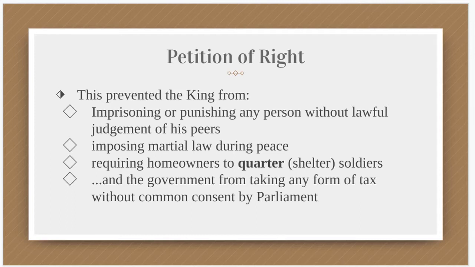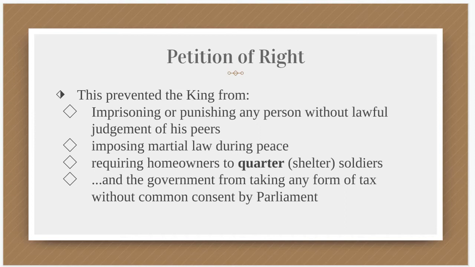The Petition of Right limited the king's power in several ways. Most importantly, the document demanded that the king could no longer imprison or otherwise punish any person but by the lawful judgment of his peers, or by the law of the land. It also insisted that the king could not impose martial law, which is rule by the military, in time of peace, or require homeowners to shelter the king's troops without their consent.